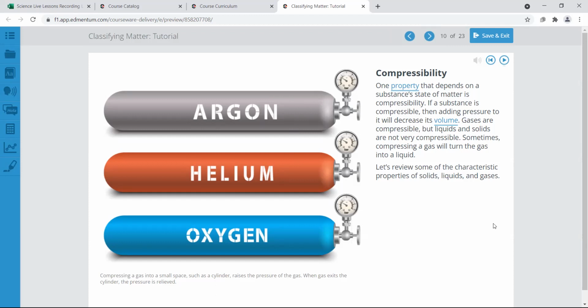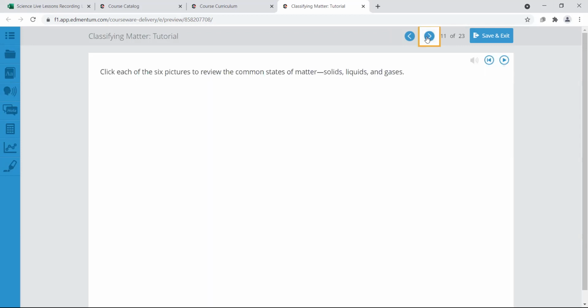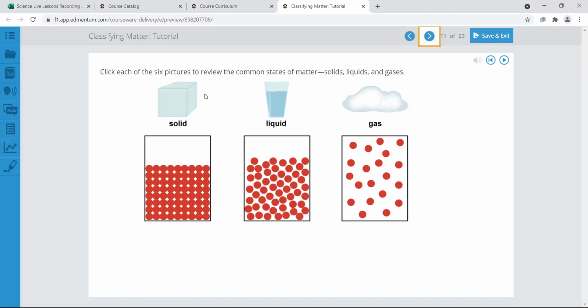Sometimes compressing a gas just turns it into a liquid. This happens sometimes, but gases are compressible because the particles are all over the place, but liquids and solids, not very much. So let's take a look. Oh, and we have this again.